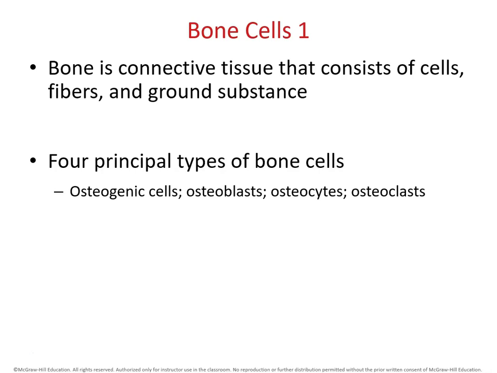So we've talked previously that bone is a type of connective tissue, and all connective tissues consist of a combination of cells plus fiber plus ground substance. So that's going to be a very important theme of what we're talking about in this video. There are 4 different types of bone cells. We're going to be talking about each one of these 4 in detail. They are osteogenic cells, osteoblasts, osteocytes, and osteoclasts.